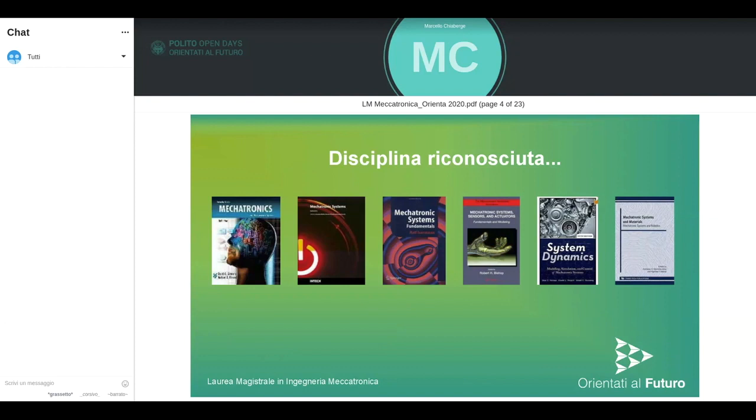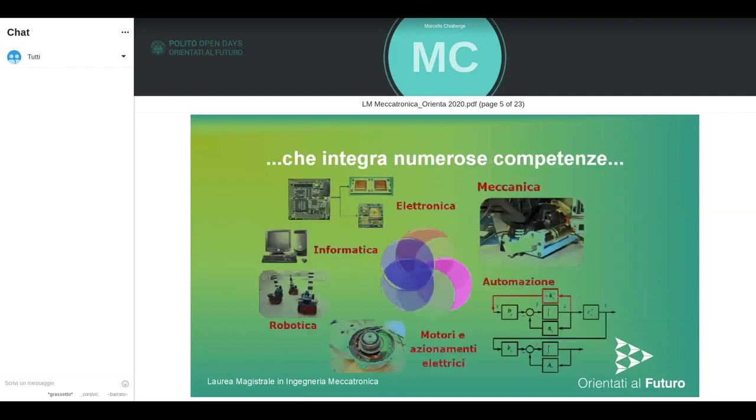As I said, now it is a recognized scientific sector also from a publication point of view. So we have many different congresses, many different places to publish articles, many different areas where mechatronics is really well recognized as a scientific sector.